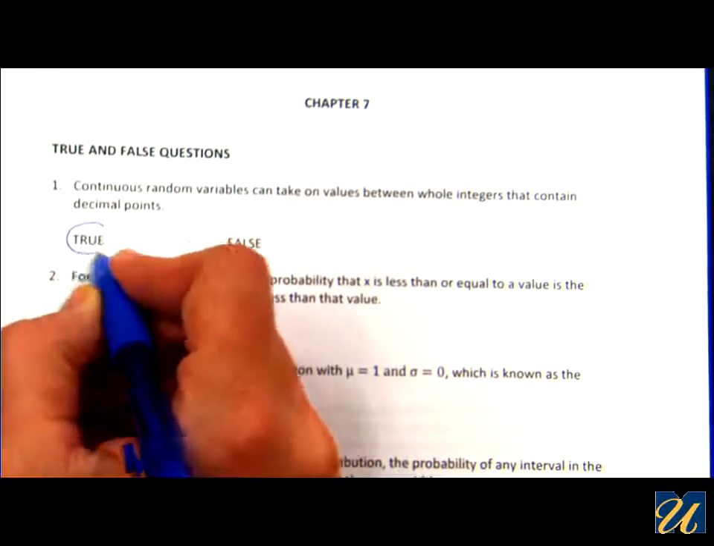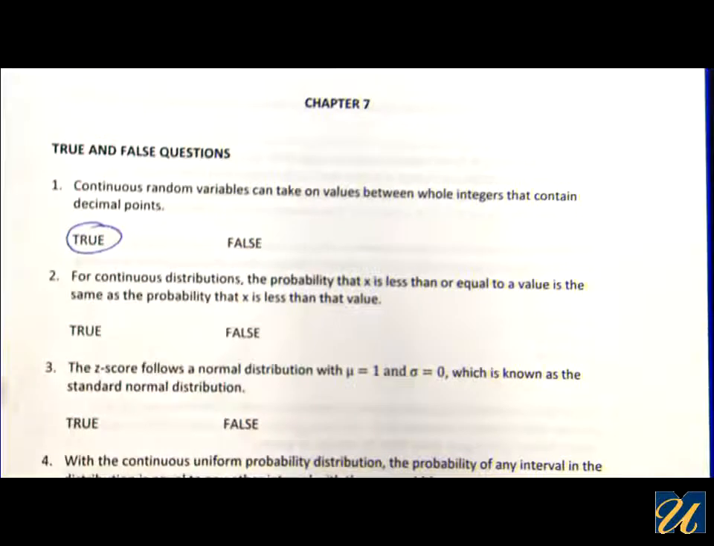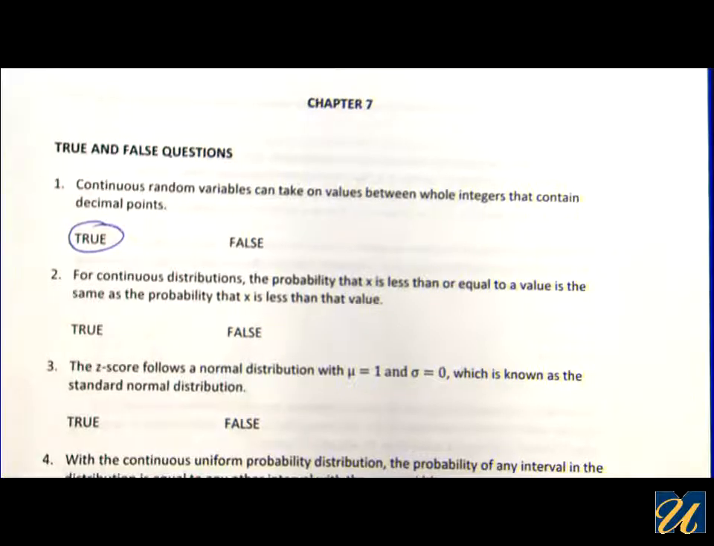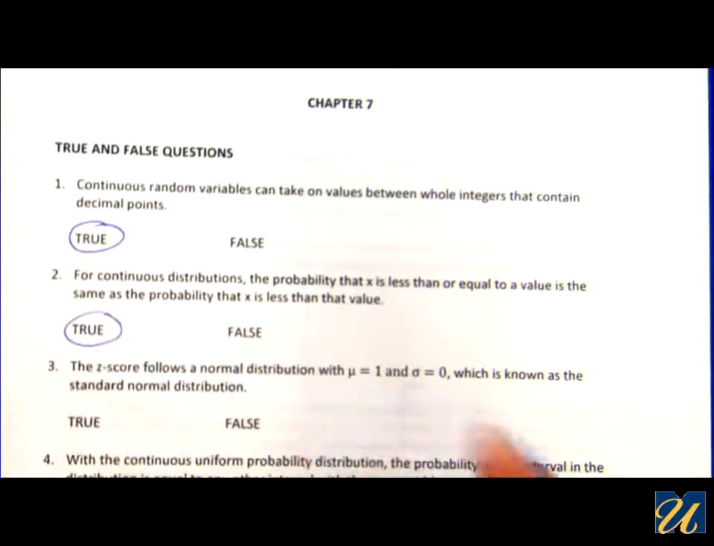That is true. For continuous distributions, the probability that x is less than or equal to a value m is the same as the probability that x is less than that value. That is also true.